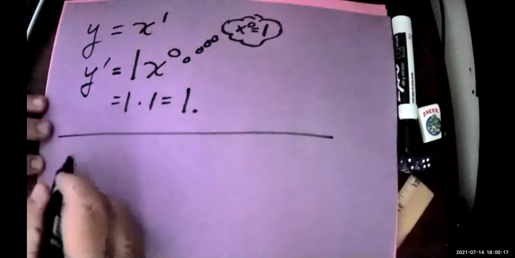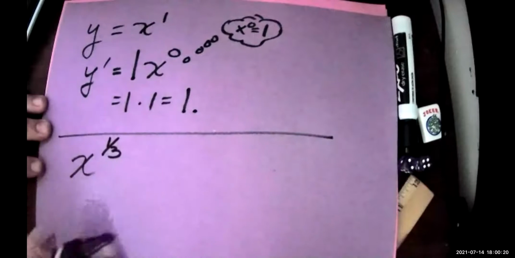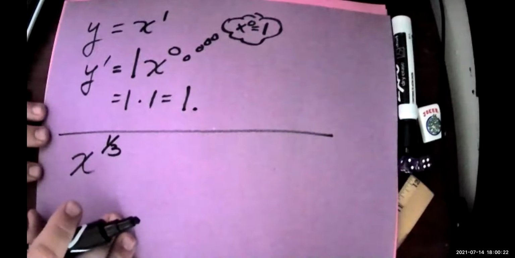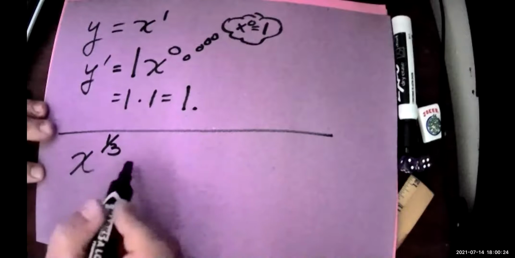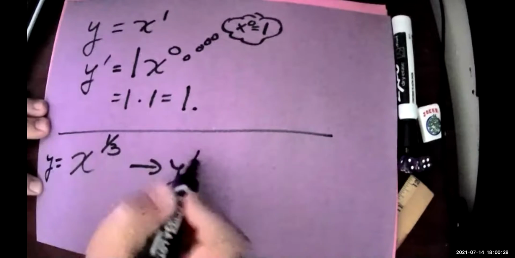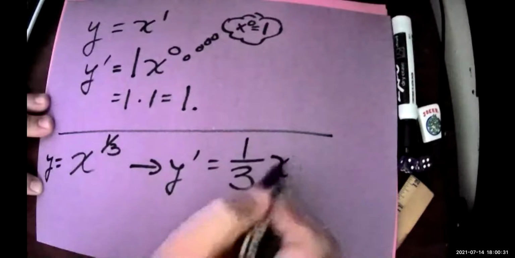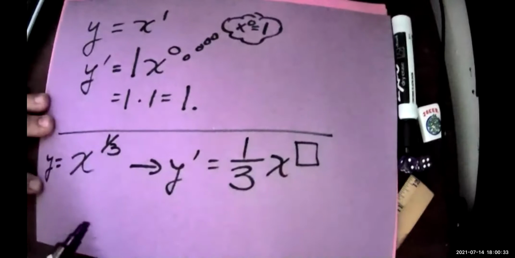And while we're on the paper, let's talk about x to the 1/3. Yep, x to the 1/3. How do I find the derivative of that? Well, it's going to be, of course, if that's y, y prime will be 1/3 x. And now I got to figure out what goes in this box here. We'll put there the exponent.